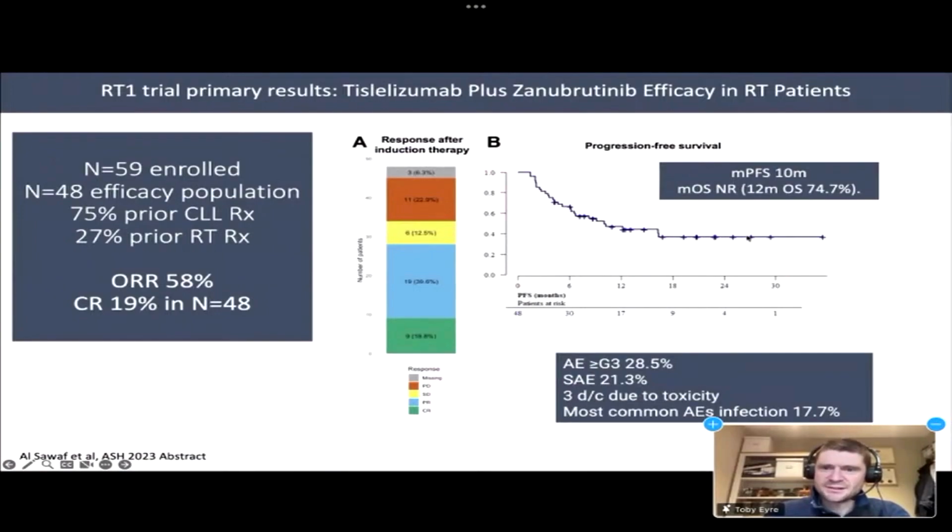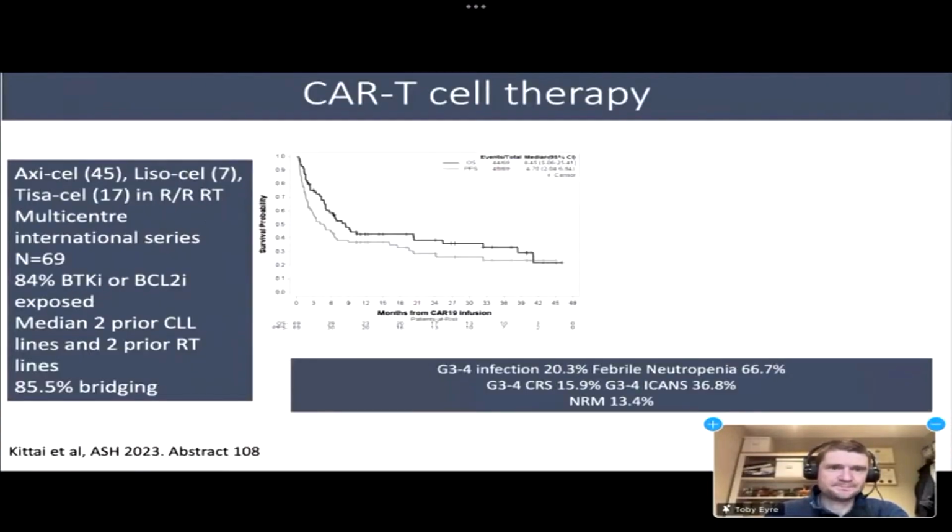So it suggests certainly here that there are some patients who get very durable responses, and one of the key things is trying to work out sort of who that group is. This looks like a well-tolerated combination.